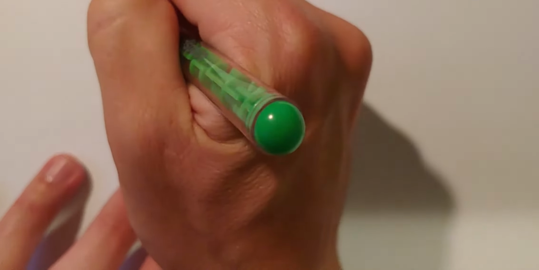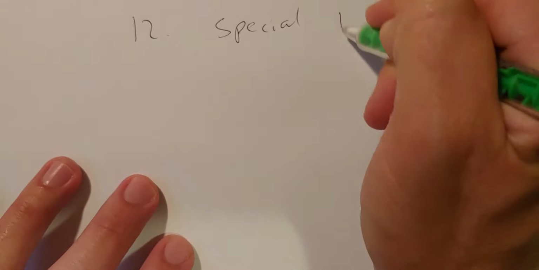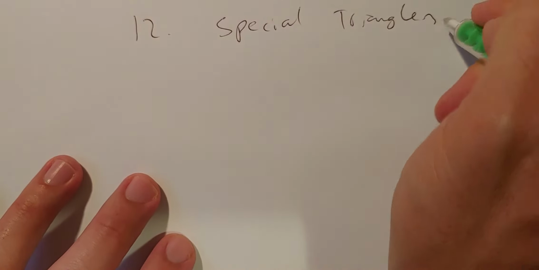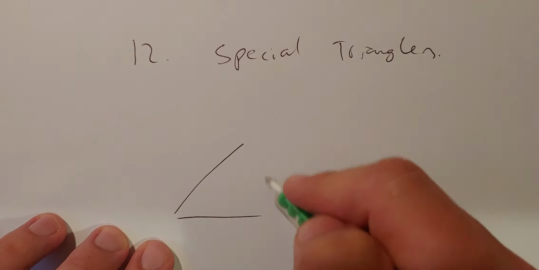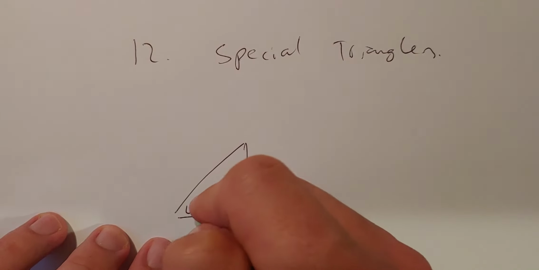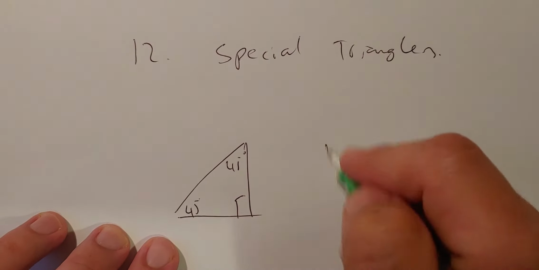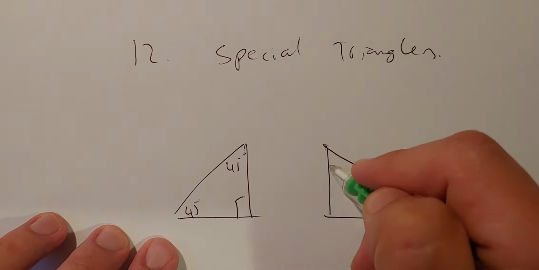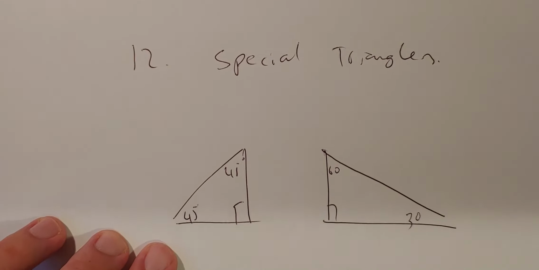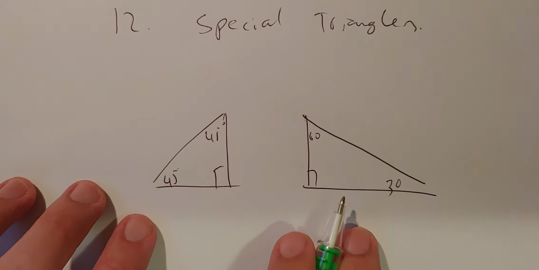Okay, so question 12 here is talking about special triangles. Special triangles is a term for a couple of triangles we see a lot in trig: the 45, 45, 90, and the 30, 60, 90. They are right angle triangles, which means we can do trig for them.